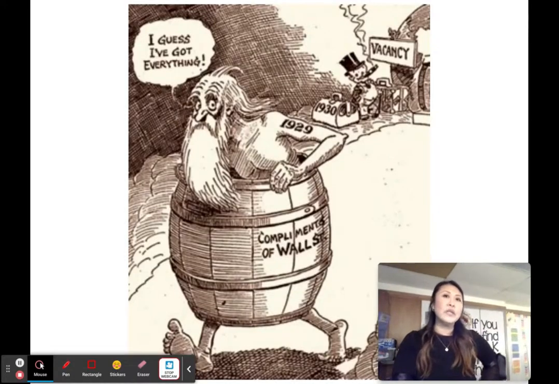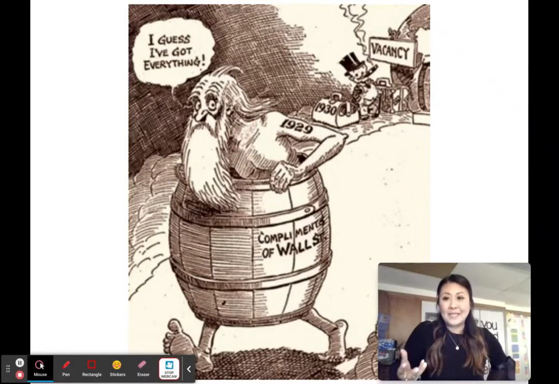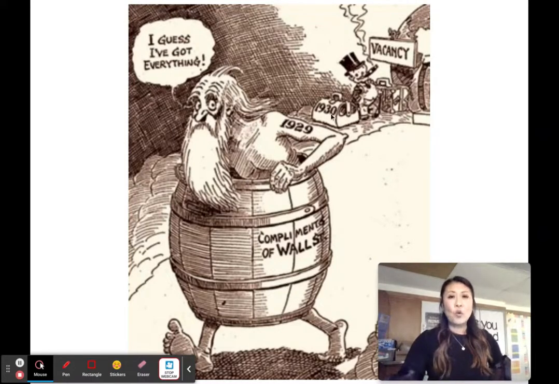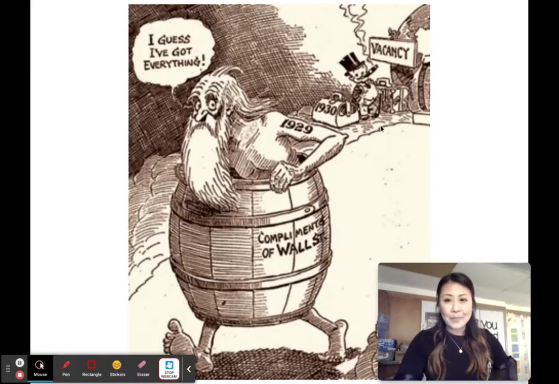This one is really great for understanding the housing bubble of the Great Depression. You can see the caricature here of the Monopoly character, and what he's representing is corporations, businesses of that time. Here's this poor guy's home, and he lost it, probably in a foreclosure. And who's there to pick up the pieces? It's that capitalism, that Monopoly. And he's really winning. So who's losing? It's the regular person here. I guess I've got everything.